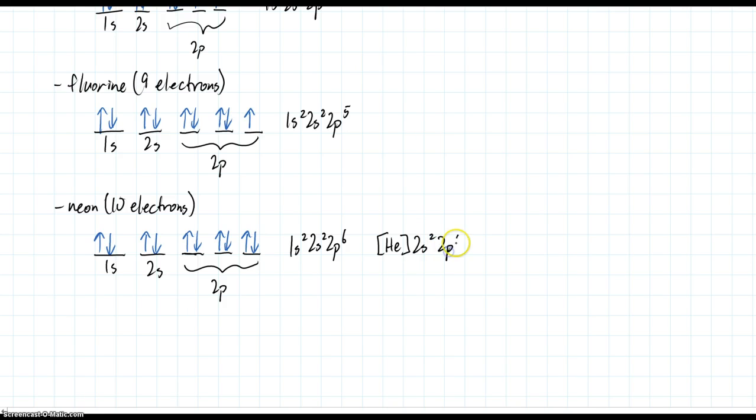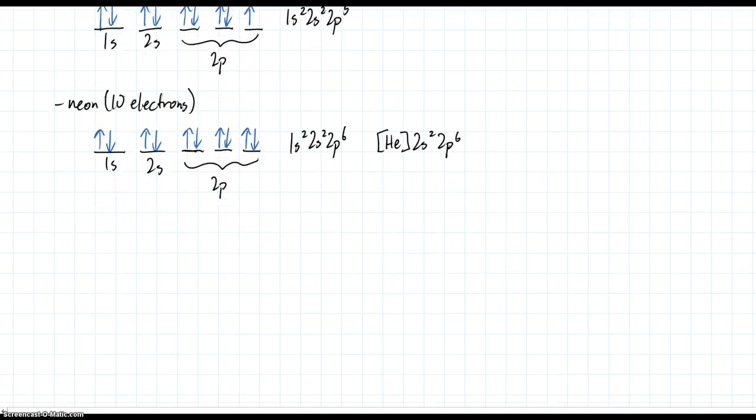2s2, 2p6. If you look at your periodic table, you'll see that neon is another of the noble gases, and so if we go to the next largest element, sodium, which has 11 electrons, we would build up the orbital diagram same way that we have before.